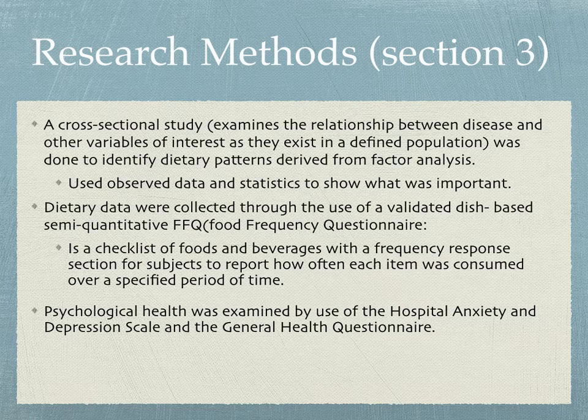And for psychological health, they were examined by the use of the Hospital Anxiety and Depression Scale and General Health Questionnaire. So for the psychological part, they used the Hospital Anxiety and Depression Scale, and for anything dietary related, they used the cross-sectional study, which had statistics and dietary data, and they would basically intertwine that to support their argument.